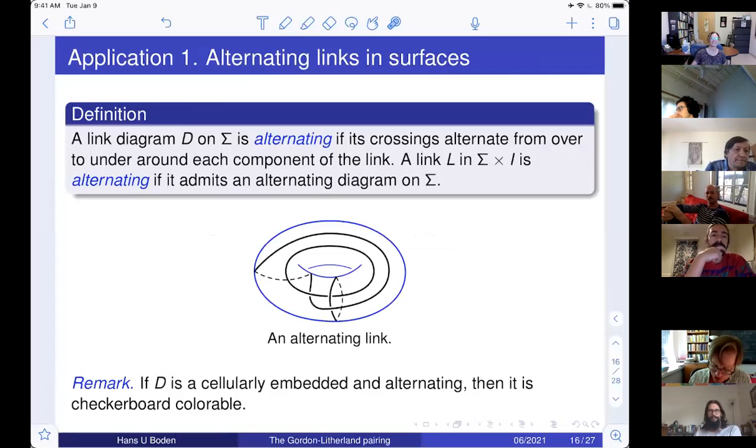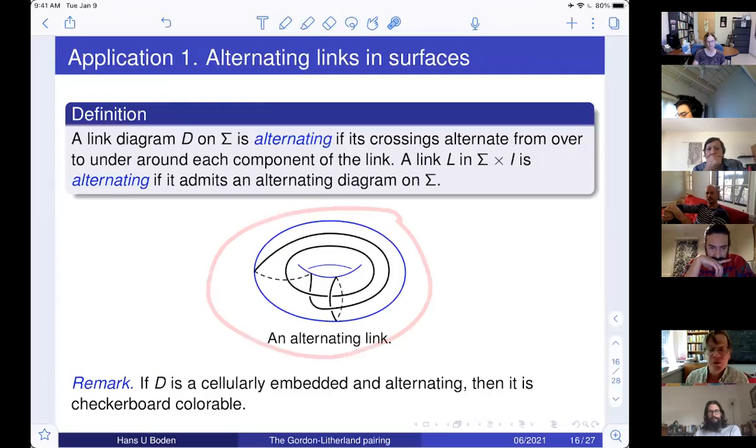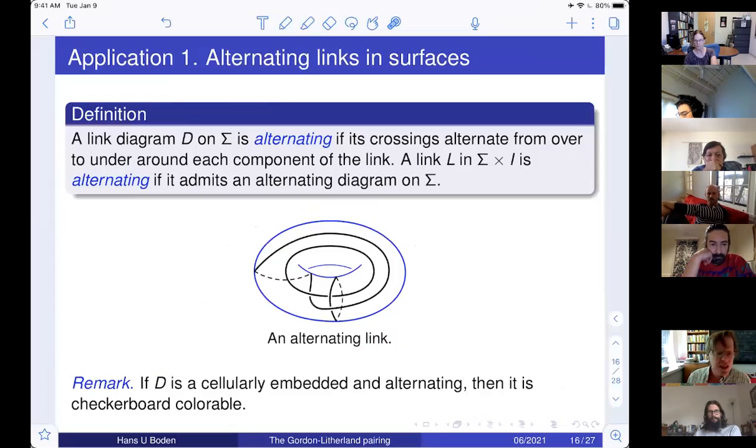So a link is alternating. A link diagram on a surface is alternating if the crossings alternate from over to under, and a link in a thickened surface is alternating if it admits an alternating diagram. So here's an example of an alternating link. And in fact, this is the same link as what appeared before when I was showing you how to compute the relative linking number.